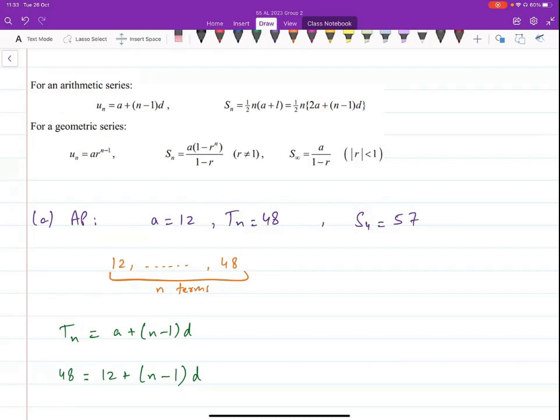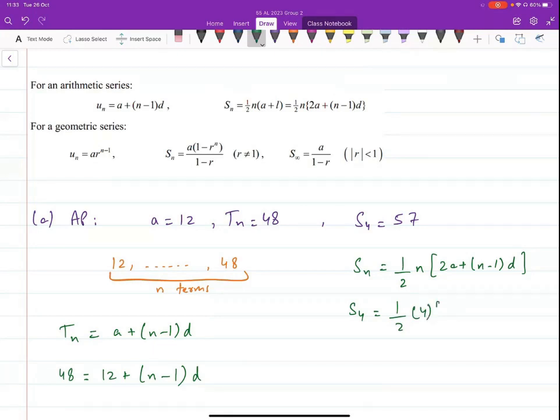So what we say is, we have the sum formula. The sum formula looks like this. Sn equals half n into 2a plus n minus 1 times the difference. Now what is the sum of the 4 terms? S4, उसने हमें कहा हुआ है वो 57 है. We can input n की value 4 here, so that's half into 4.